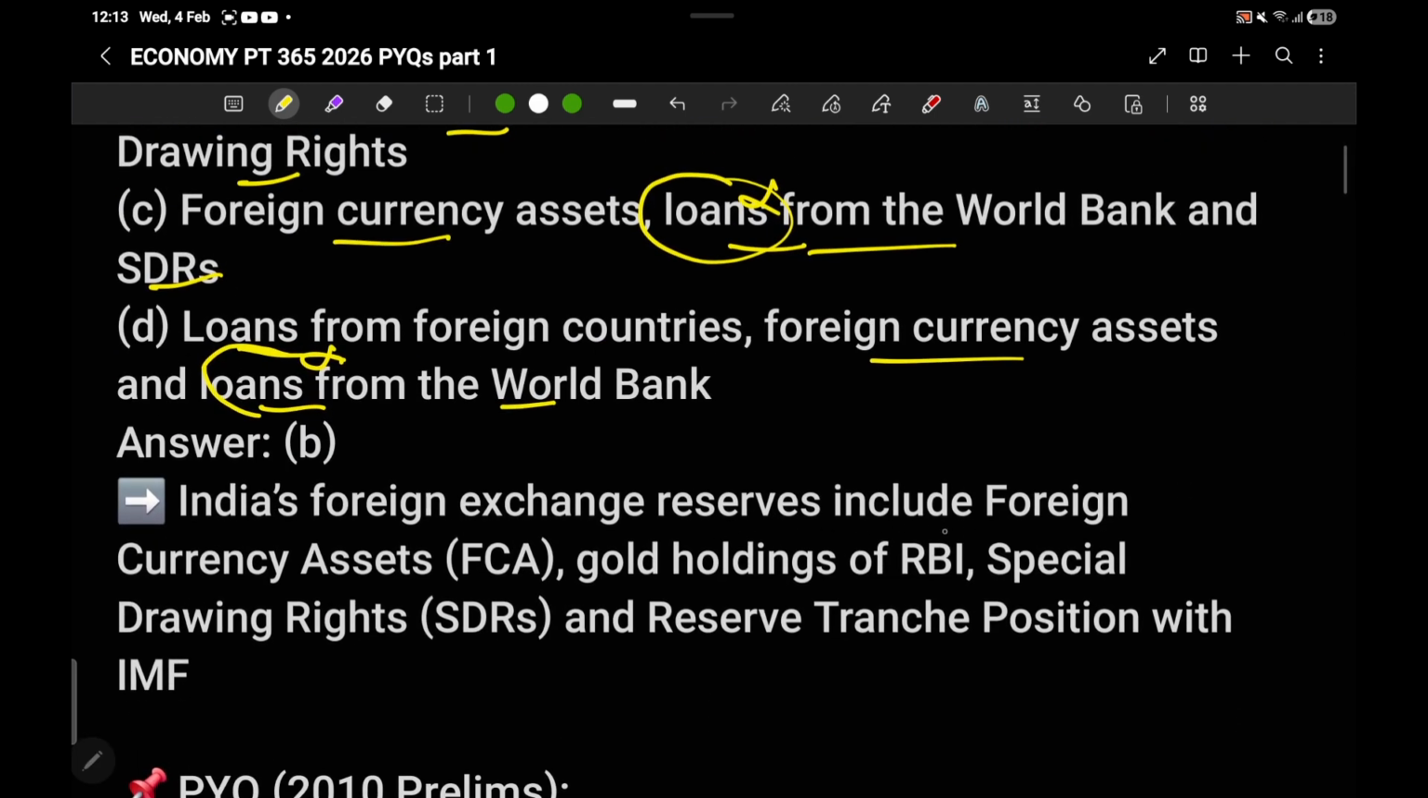See, India's foreign exchange reserves have foreign currency assets, gold, special drawing rights. Special drawing rights is a part of IMF. Yesterday we have studied this. And reserve tranche position is also part of IMF. So shall we go to the next question? Fine.